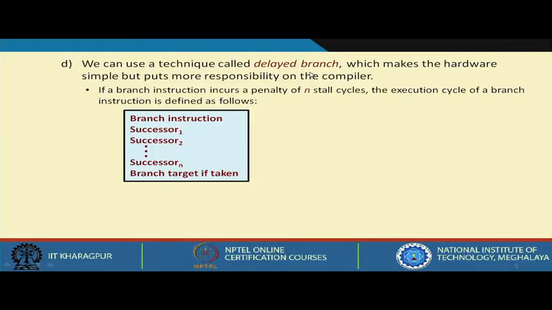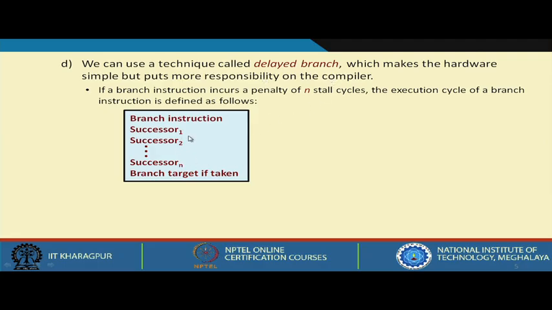So, the compiler will try to put some instruction in the delay slot which is supposed to be executed every time the branch is executed, irrespective of whether it is a taken or non taken. Okay. This is the basic idea. So, this is called delayed branch. Here we are making the hardware simple, but we are putting all the responsibility on the compiler.